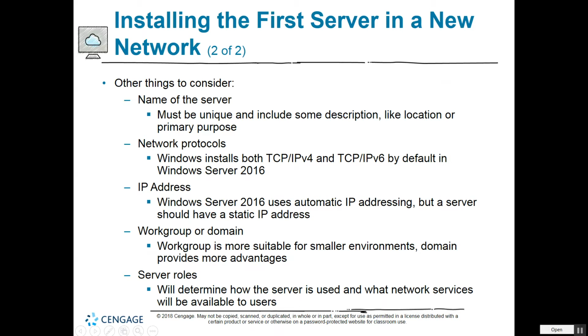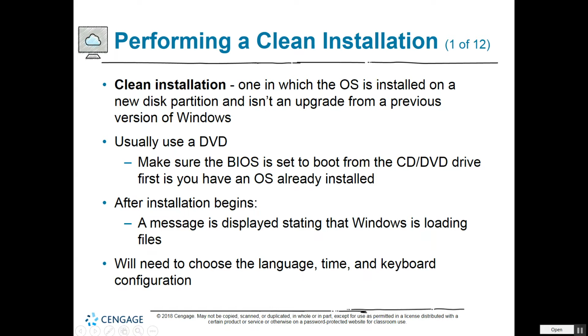Now, other things that we need to consider: the name of the server, the network protocol that we're going to use, IP addresses, a workgroup or a domain. What are the server roles that we're going to have to associate with the server? Now, are we going to perform a clean install? A clean install is one in which the OS is installed on a new disk partition and it's not an upgrade from a previous version of anything.